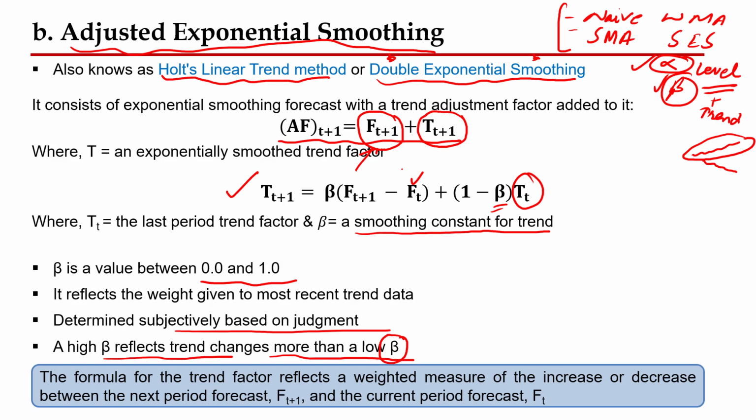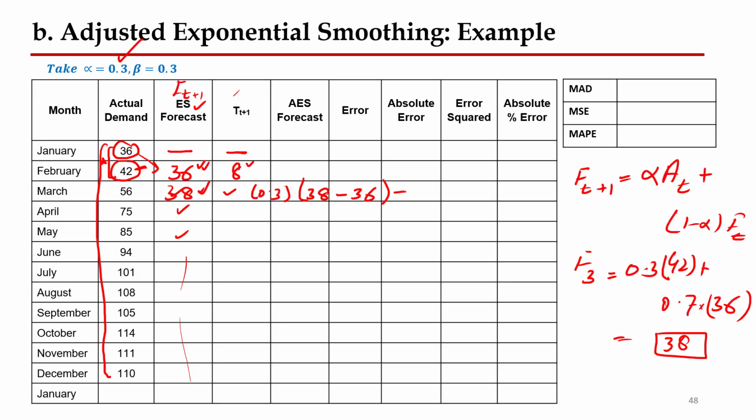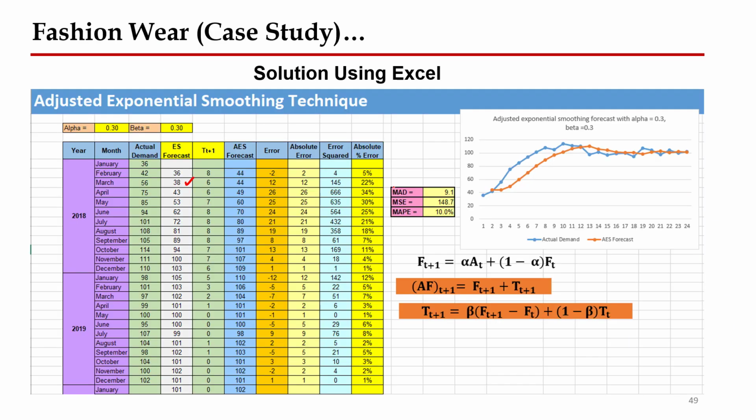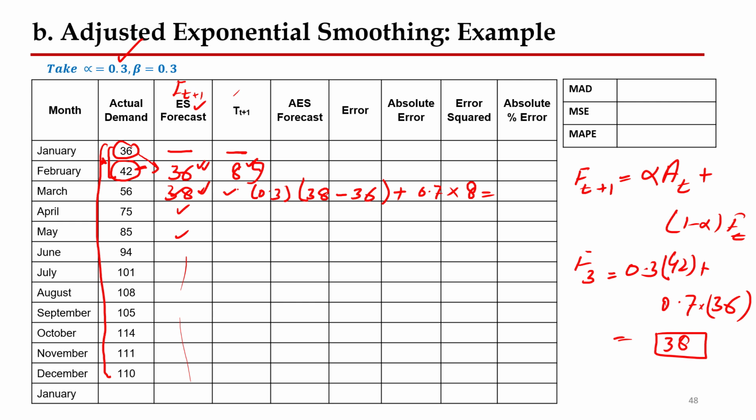Then we add 1 minus beta, which is 0.7, multiplied by the last time period's trend component, which is 8. If we solve this, we get 6. So this is going to be 6. The same is the case, and we can find the values for April, May, and so on.